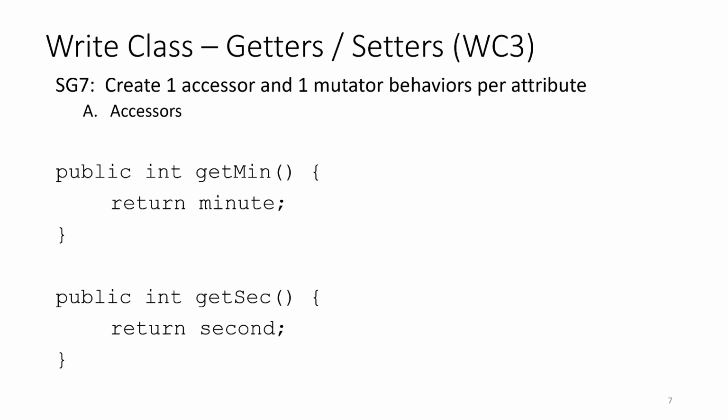Here we've created our other two, getMin and getSec. Again, the name always is get followed by some version of the attribute name. They're both public. The return type is the same data type as the attribute. Both minute and second are integers, so these methods also return ints. They have no parameters, and the logic is to simply return the value of the instance attribute.